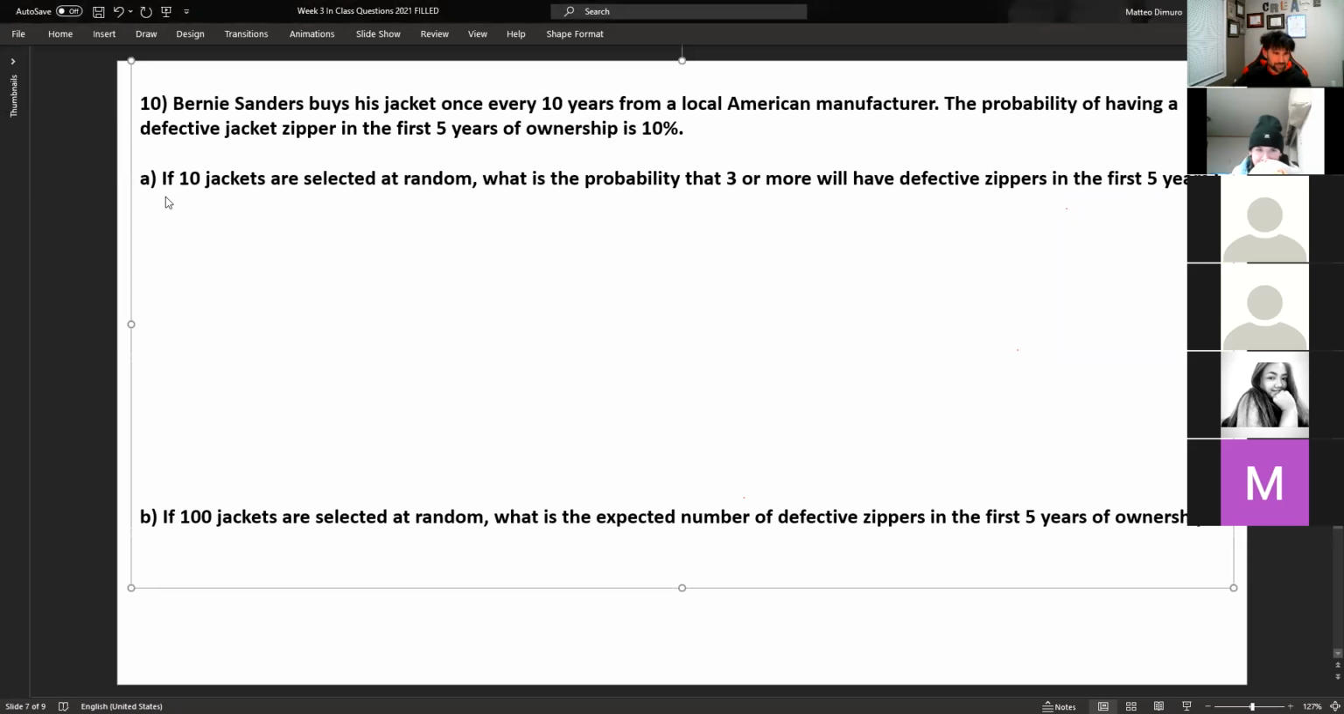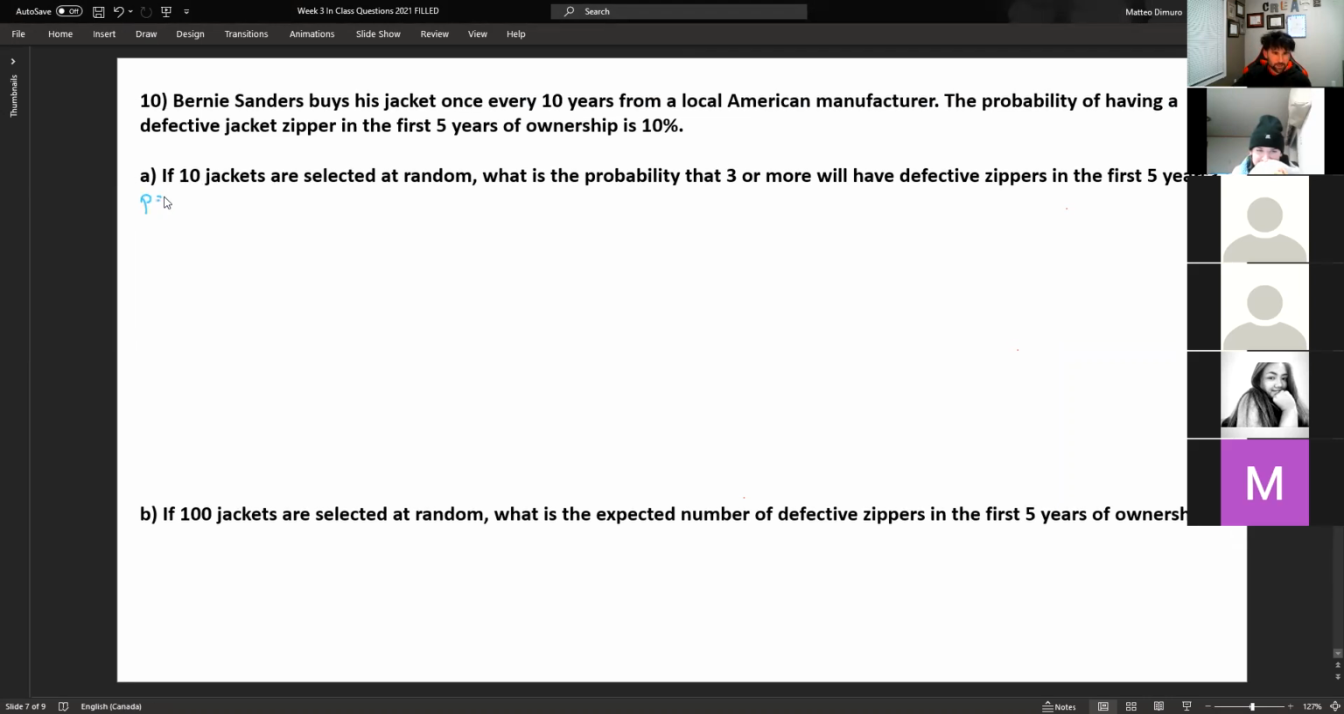Let's see. If it is binomial, then we're going to have a p-value for probability of success. In this case, probability of success is actually the zipper failing. The question says there's a 10% chance, so 0.1. N is 10 because we're choosing 10 jackets, and 1 minus p, the probability that the zipper works, is 0.9. There you have it. And we're going to be using this formula. Take a moment to rewrite the formula every time, and that helps you memorize it and makes it a little bit faster.